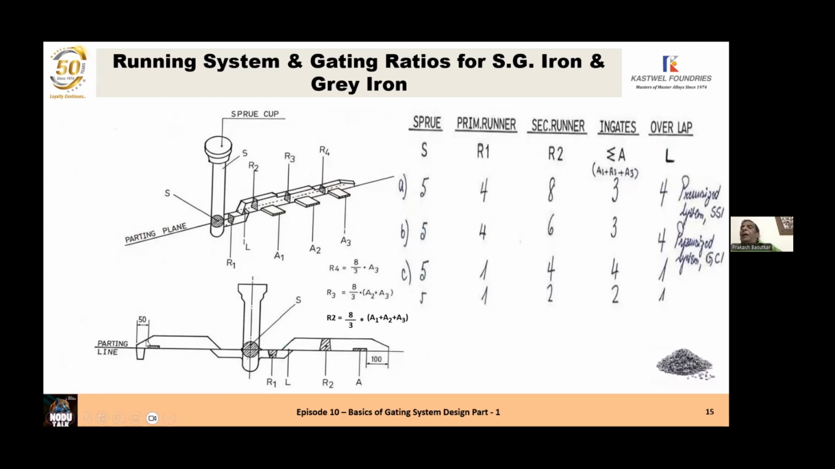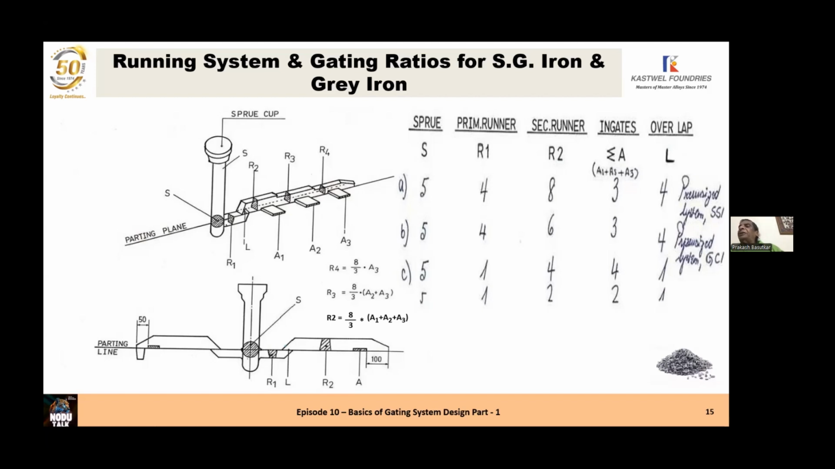In the equation, B is a pressurized system for gray cast iron. The only difference is the sprue remains the same as 5, runner 1 remains as 4, but runner 2, the secondary runner, is smaller in height as compared to the runner in SG because SG has got more slag. We made the runner taller to make more room for the slag to separate out in the runner. In gray iron, we don't have so much slag.